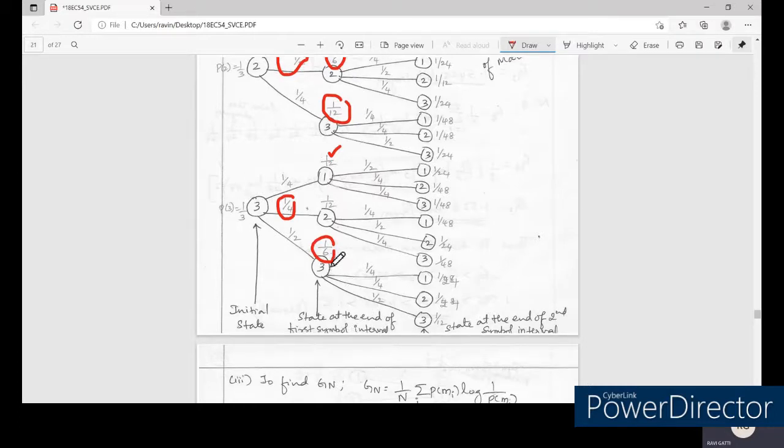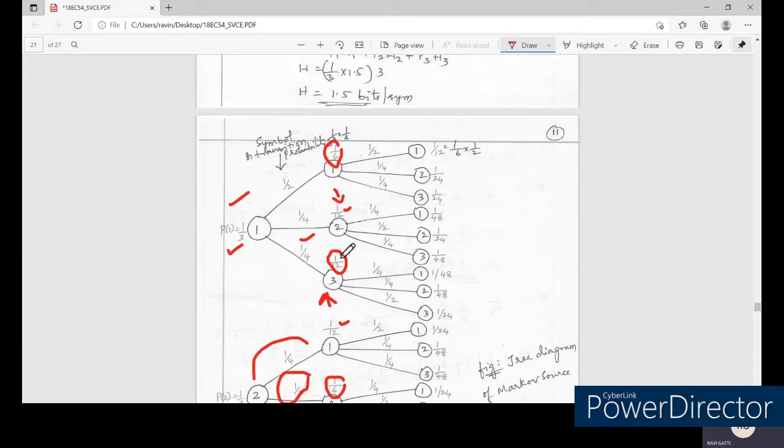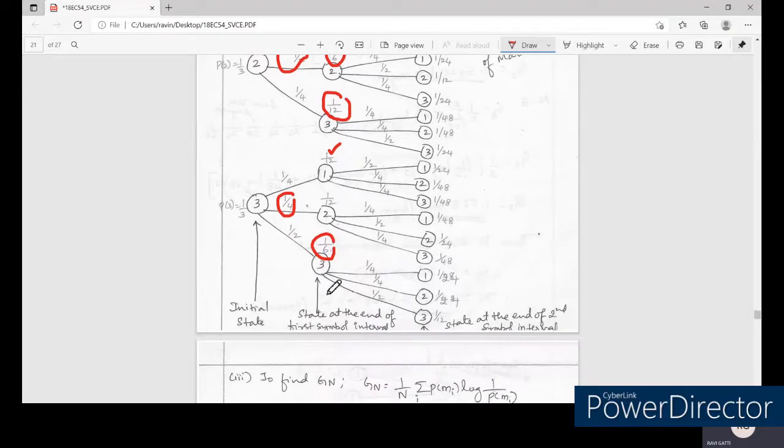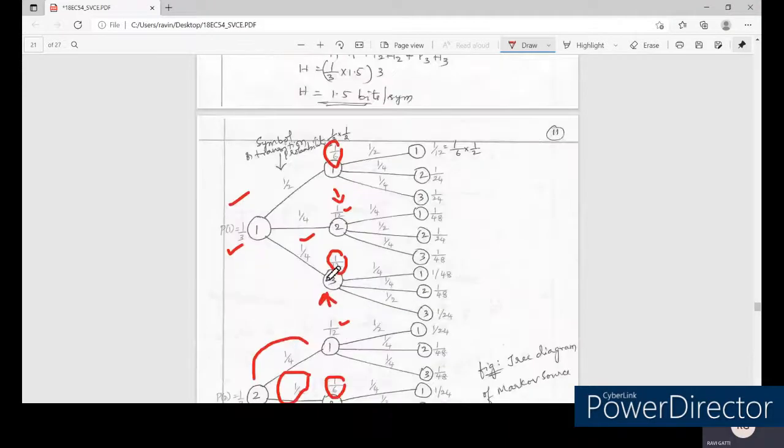So what does it mean? If the source emits only one symbol, then these are the state entropies, or the probabilities of emission of the symbols, that we are going to use. The same thing you are going to extend for the second symbol. So you are in state 1, and if you emit a particular symbol and move to state 1, then the probability of getting a second symbol will be the initial probability, 1 by 6, multiplied by the state transition probability, 1 by 2.